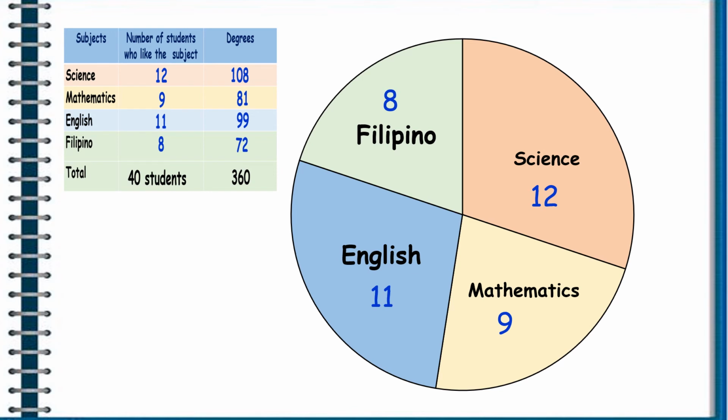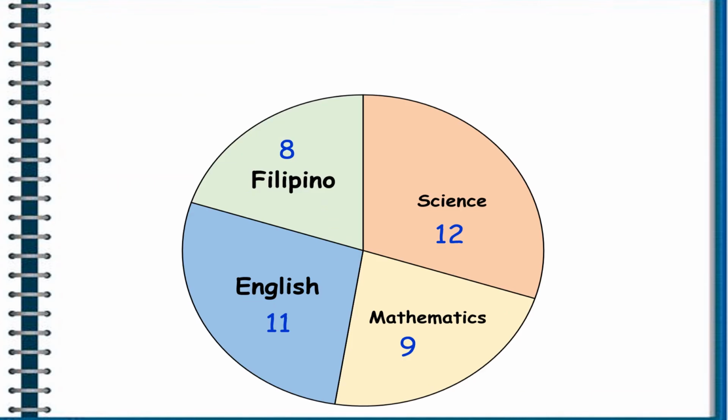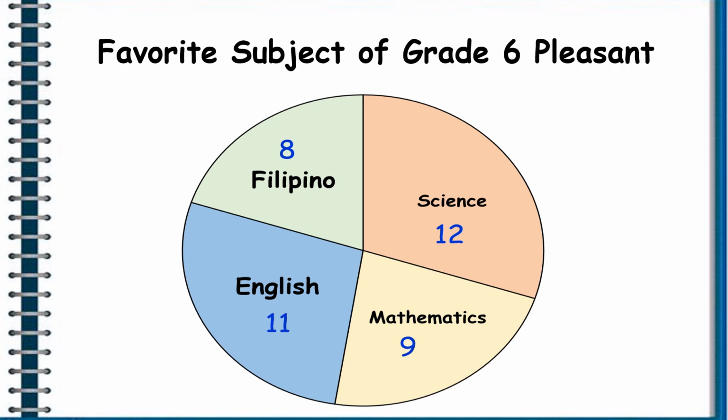We have placed our gathered data using a pie graph. It's easy, right? Lastly, you can make a title for our pie graph. Since we've collected data about the favorite subject of grade 6 Pleasant, we can write the title, Favorite Subject of grade 6 Pleasant. Our pie graph or circle graph is now complete.